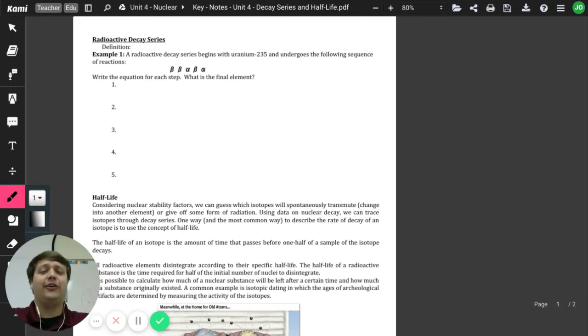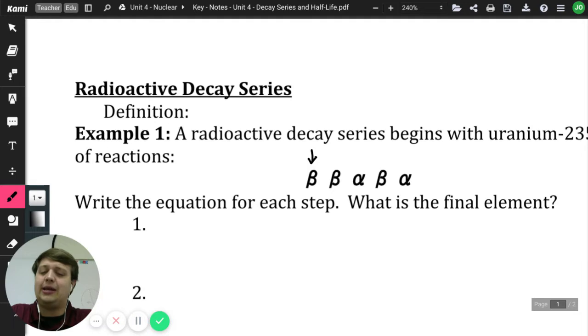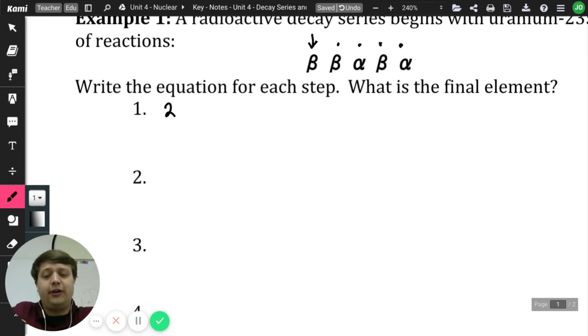Well, the Radioactive Decay series is basically taking what you learned last class with Radioactive Decay and doing it in series. So you're doing it multiple times in a row. All right, so let's take a look at this. Example 1 says a radioactive decay series begins with uranium-235, and it undergoes the following sequence of reactions. And so what they tell us is that we go with a beta, then an alpha, then a beta, then another alpha. So we're going to go through 5 different decays, which is why we call it a decay series.